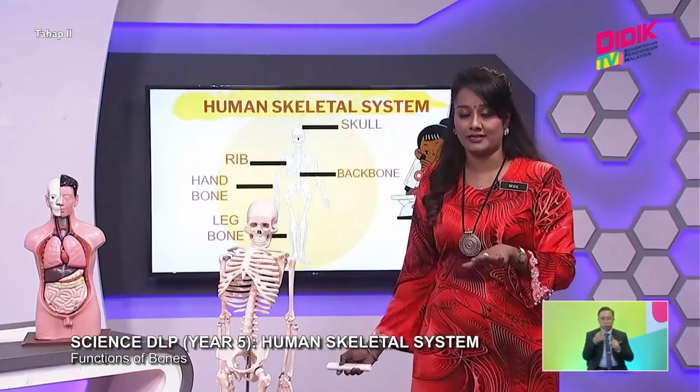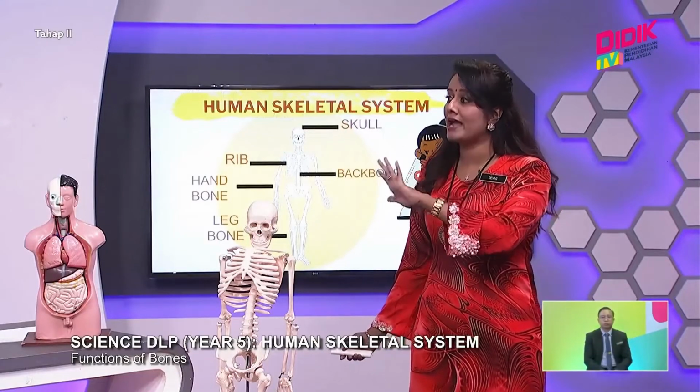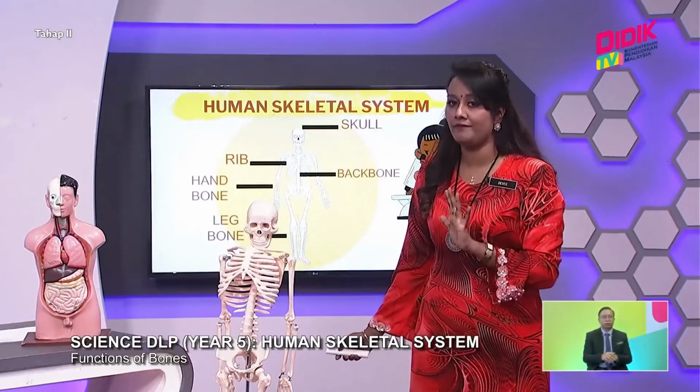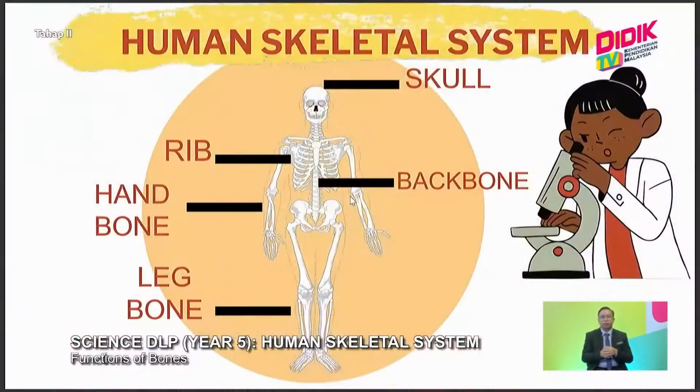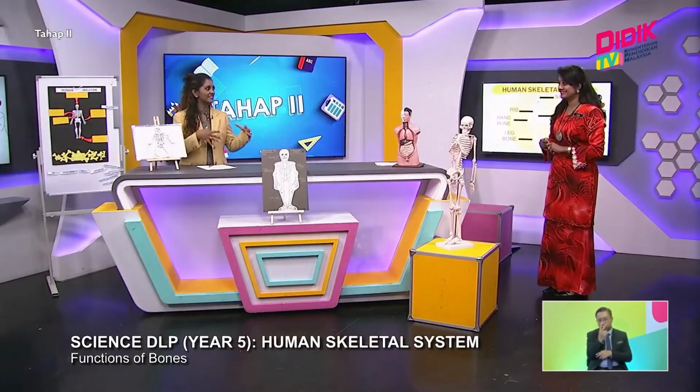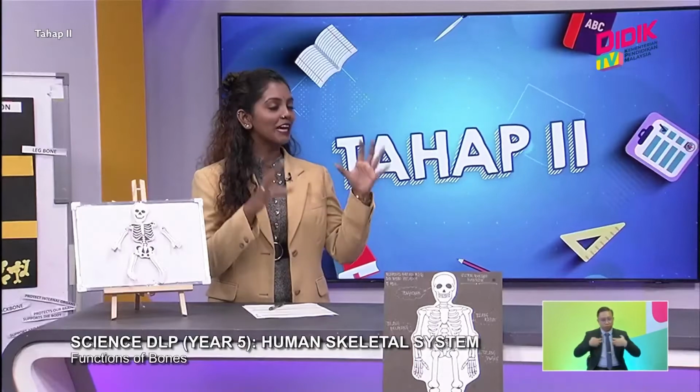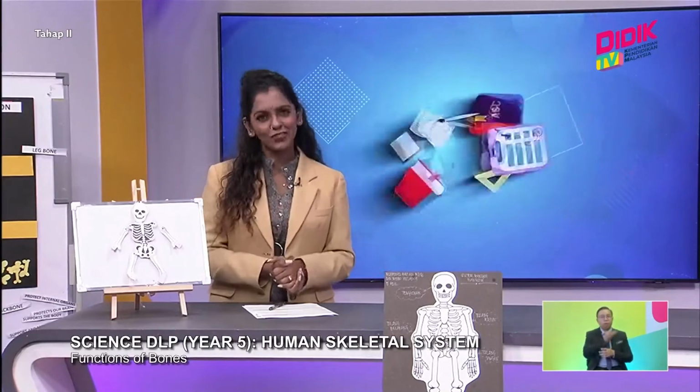For the human skeletal system, we are going to start with the basics. There are five main parts of the skeletal system: the skull, ribs, hand bones, leg bones, and backbone. So this is all about the bones in our body. Yes, these are the main bones. In day-to-day life, we don't always focus on the ribs and the bones in our body. I'm glad we get to learn this today.